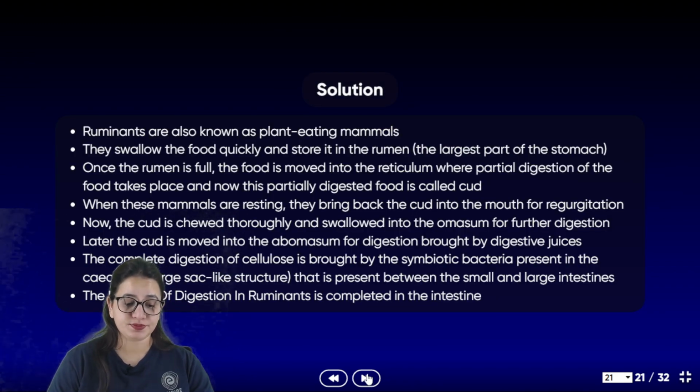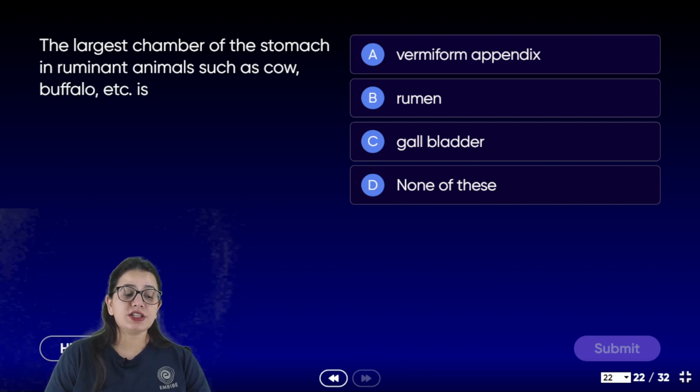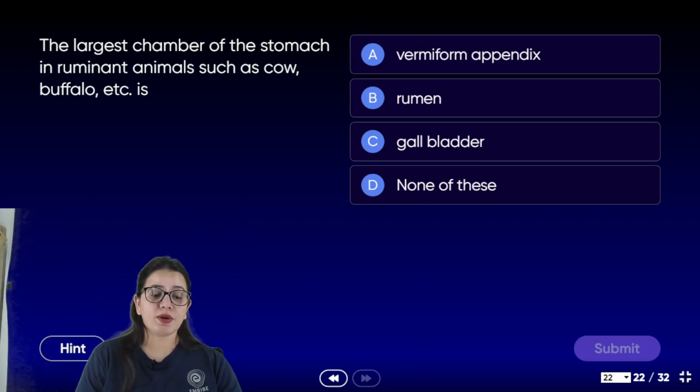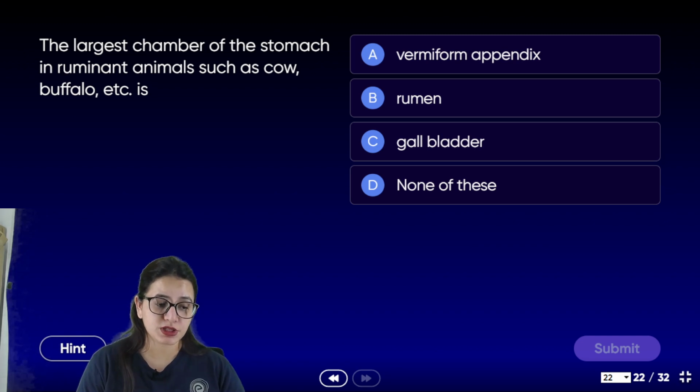Next question. The largest chamber of the stomach in the ruminants such as cow and buffalo. Yes, now this is something I have actually confused with. This is the largest chamber in the ruminant such as cow, goat and such as cow and buffalo, which is the largest chamber. Yes.